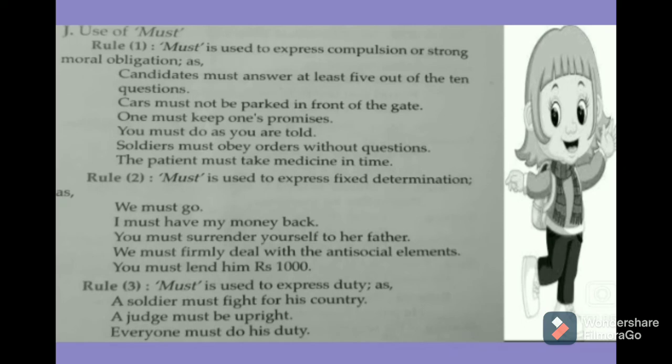Let's see point number 2. Must is used to express fixed determination, as we must go. I must have my money back. You must surrender yourself to her father. We must firmly deal with the antisocial elements. You must lend him ₹1,000. Let's see point number 3.